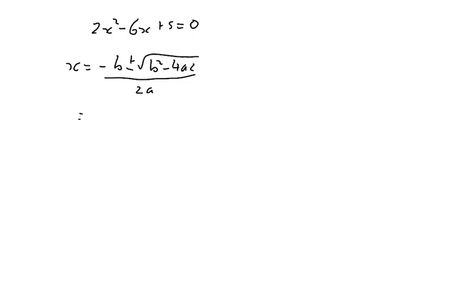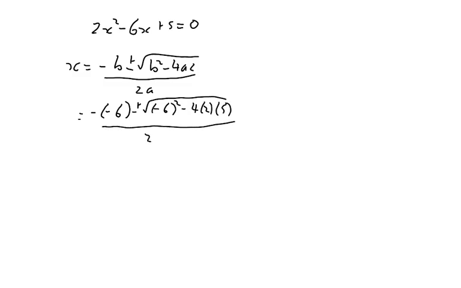Equals, now we've got -6, so it's going to be -6 plus or minus the square root of -6 squared minus 4 times 2 times 5, over 2 times 2. That's 2a. Equals 6 plus or minus 36 take 40, over 4. Now, we can tell straight away that's going to be imaginary because 36 take 40 is a negative number.